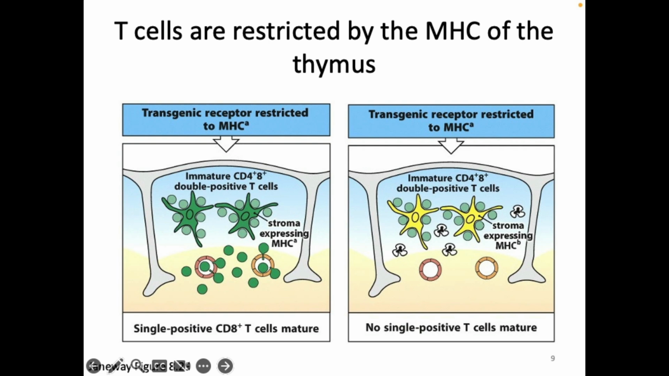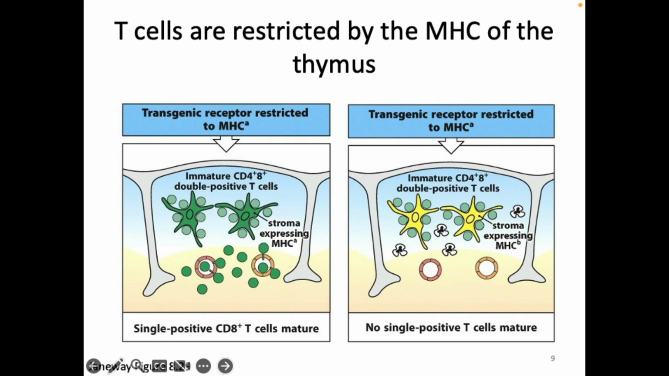If I have my receptor that responds to a particular MHC type, here it's called MHCA, and I put that into a thymus that also is MHCA, then the T cells come out. Woo!